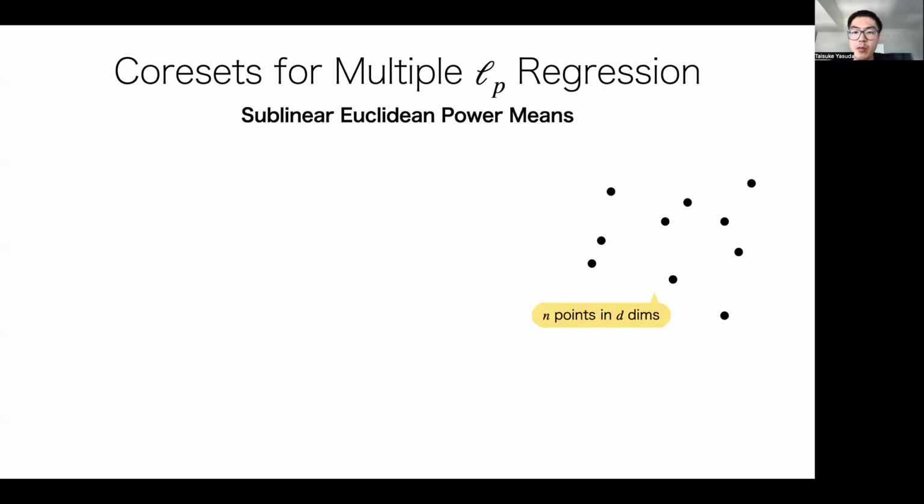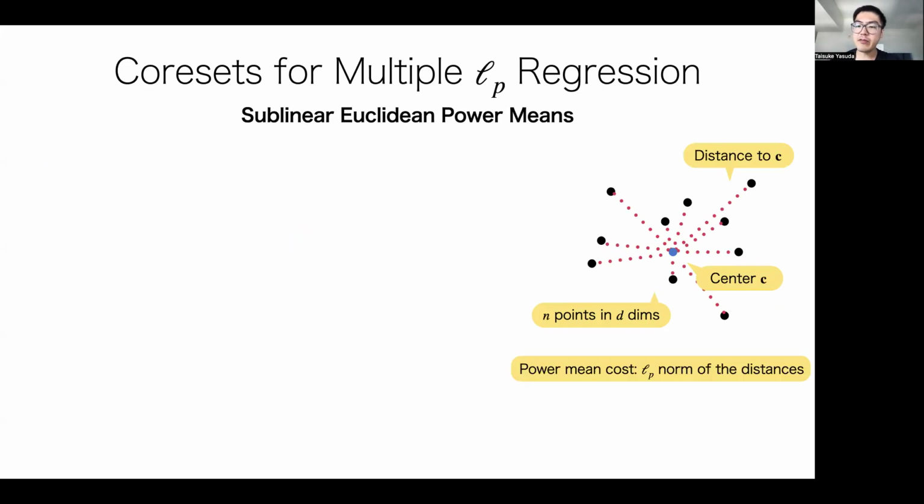So in the Euclidean power means problem, our input is n points in d dimensions. And our goal is to approximately compute a center C such that if I look at the Euclidean distances of all these points to C, and then if I look at the LP norm of these distances, then this cost is going to be approximately minimized.